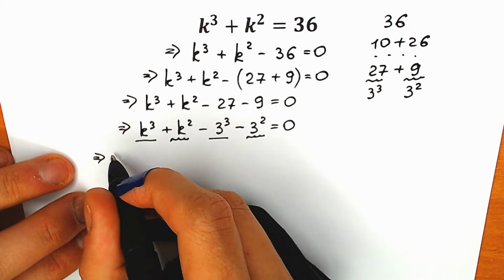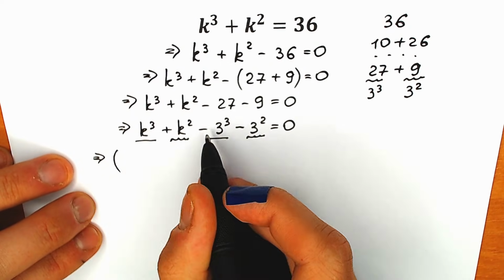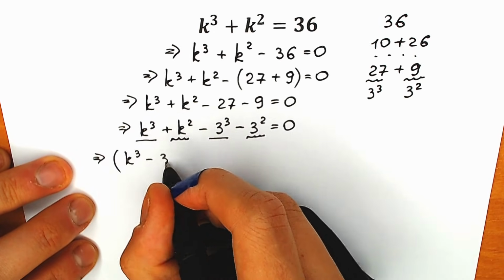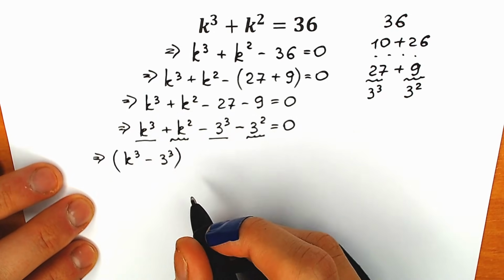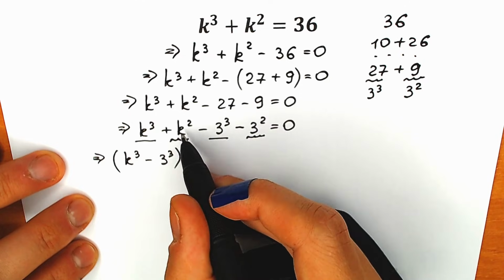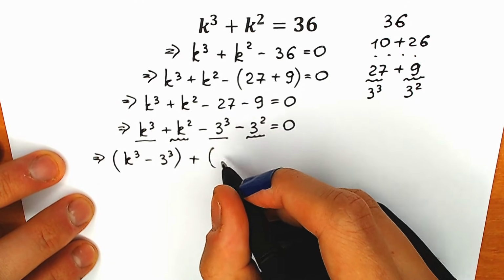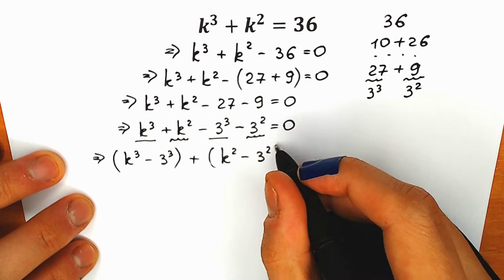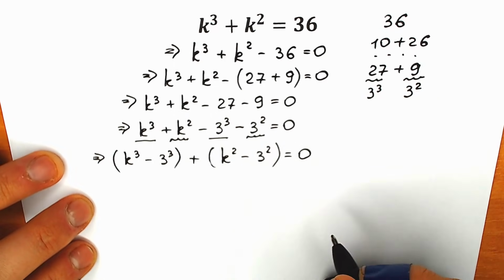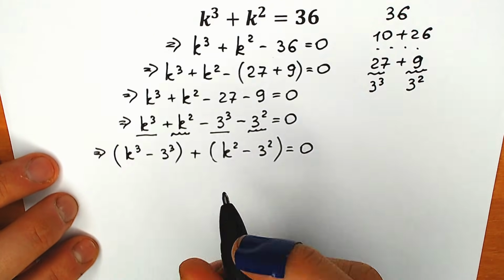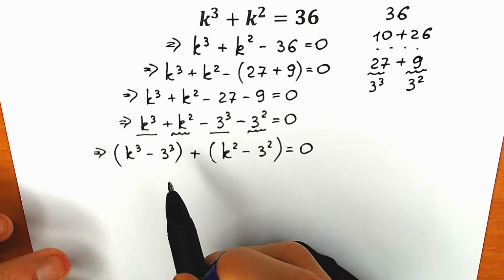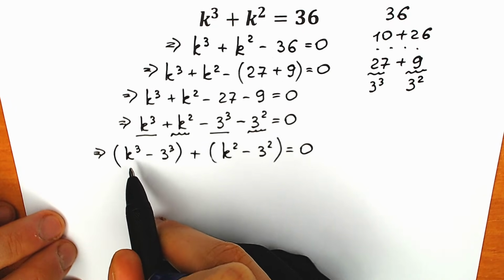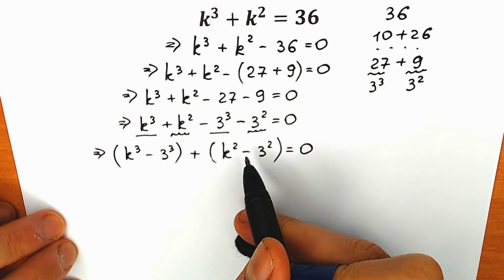So right now, let's start, for example, with the cubes. k cube minus 3 cube is our first parenthesis, and we have plus k square minus 3 square as our second parenthesis, equal to 0. Really great. If we look closely from a different angle, we have two parentheses. The first one is a difference of cubes, and the second one is a difference of squares.